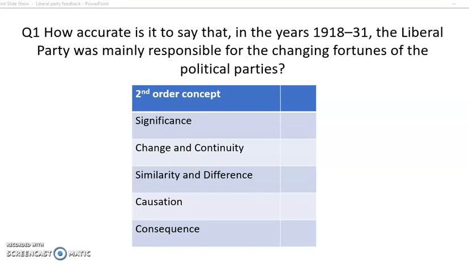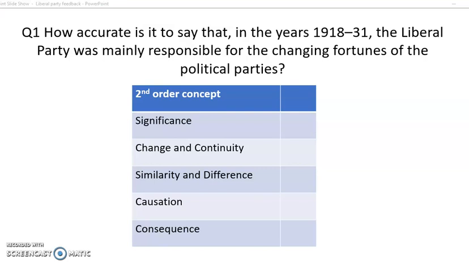So when it's talking about the changing fortunes of the political parties, you're going to have to analyse, well, how do they affect their own fortunes, the Liberal Party, but how do they also affect the fortunes of the Labour Party and also the Conservative Party?